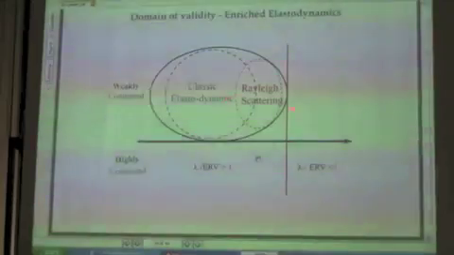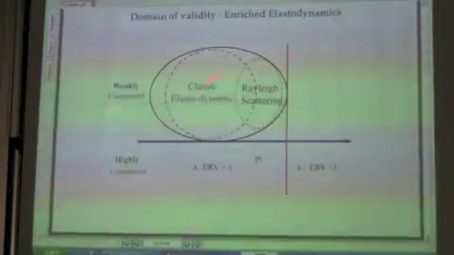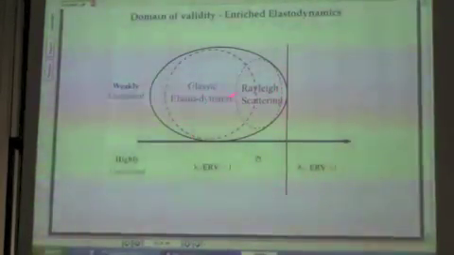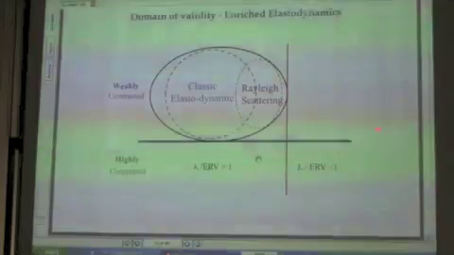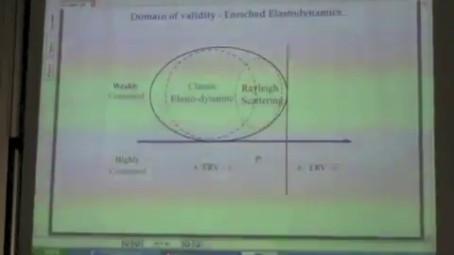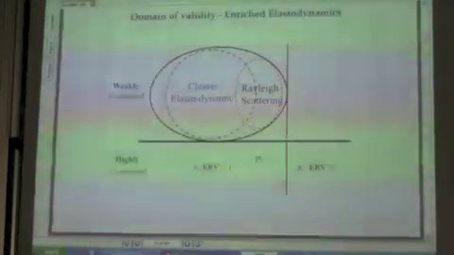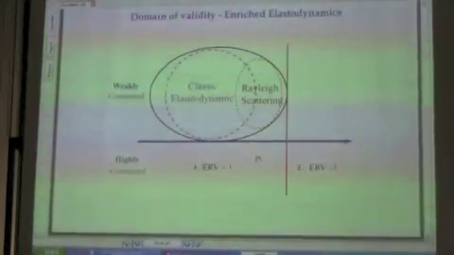But what you can see here is that this is something like a wall that with this approach we cannot cross, because we use the expansions. When we go here, the scale separation in terms of wavelengths doesn't apply. Okay, so what can we do in this domain?